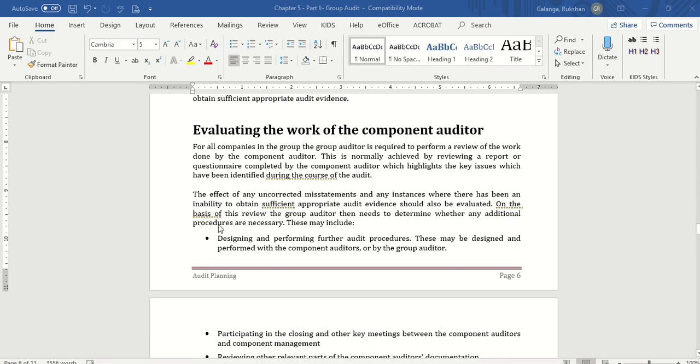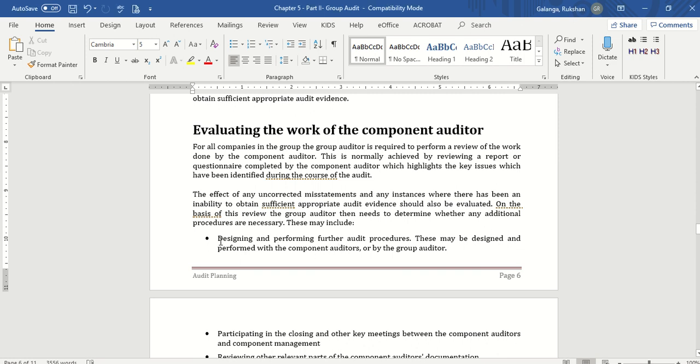On the basis of this review, the group auditor then needs to determine whether any additional procedures are necessary, right? Information component auditor information අරගෙන බලනවා, right? මේ information ඇතිද මදිද, right? මදිනම් මොකද කරන්න ඕනේ? I need to gather sufficient and more information about that, right? This may include designing and performing further audit procedures.